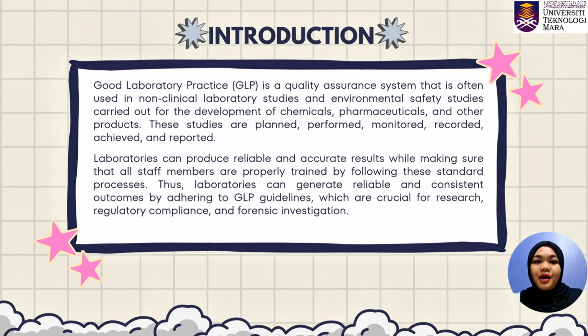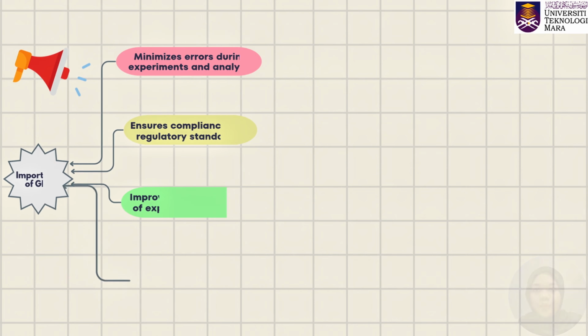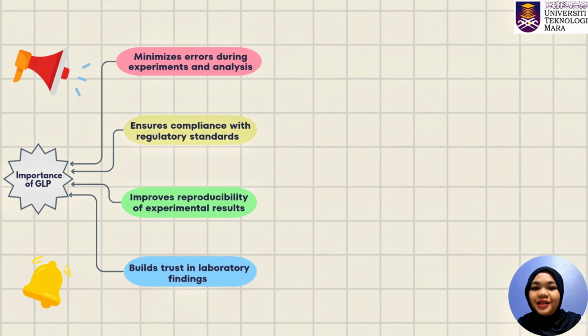Laboratories can produce reliable and accurate results while making sure that all staff members are properly trained by following these standard processes. Thus, laboratories can generate reliable and consistent outcomes by adhering to the GLP guidelines, which are crucial for research, regulatory compliance, and forensic investigation. Now, we go to the importance of GLP.